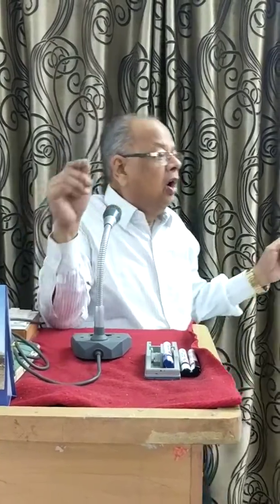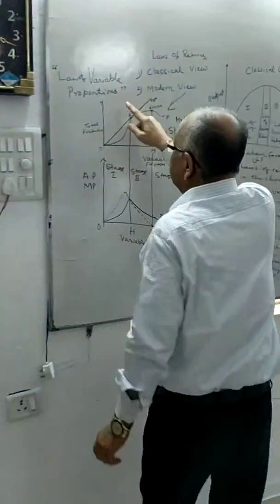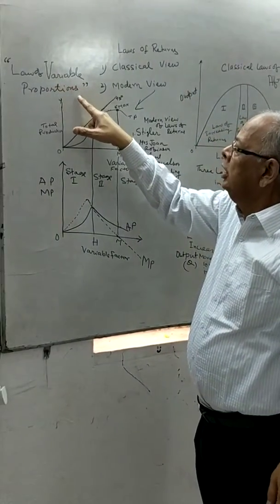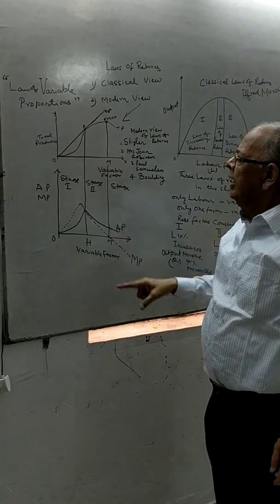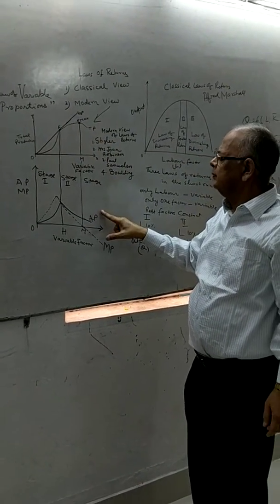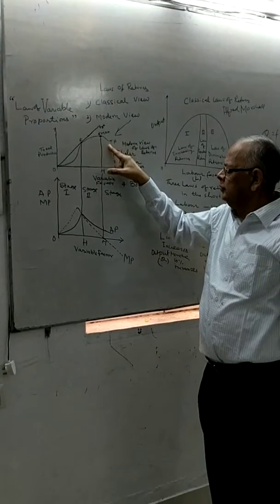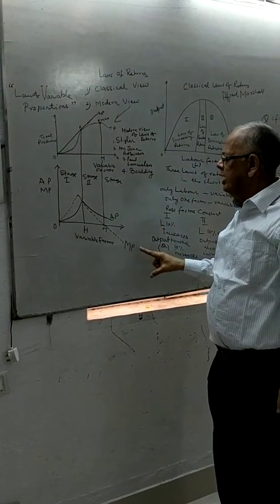Modern economists, Nobel Prize winners Paul Samuelson and Stigler, were in favor of establishing the modern version of laws of returns. That is known as the law of variable proportions. The law of variable proportions has three key words: total production, average production, marginal production.